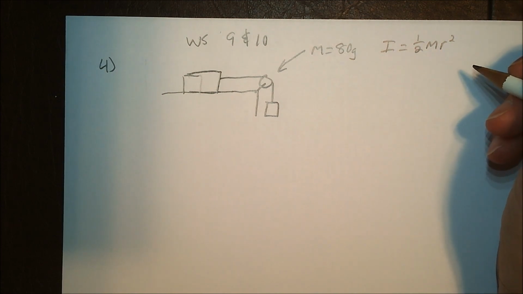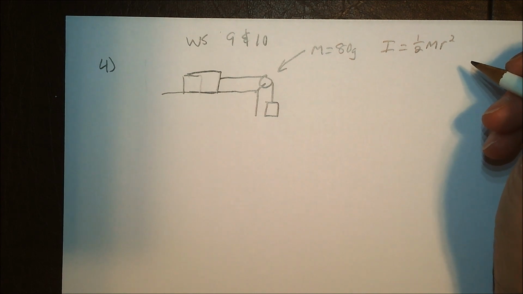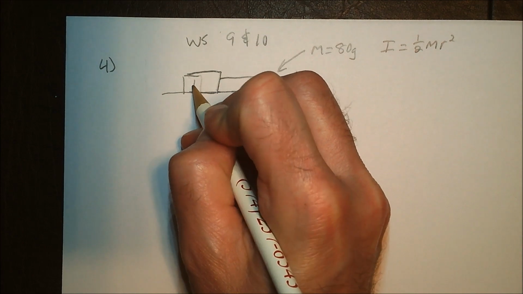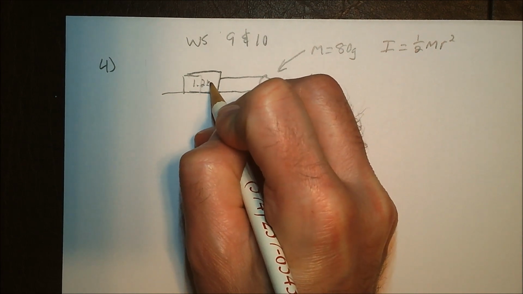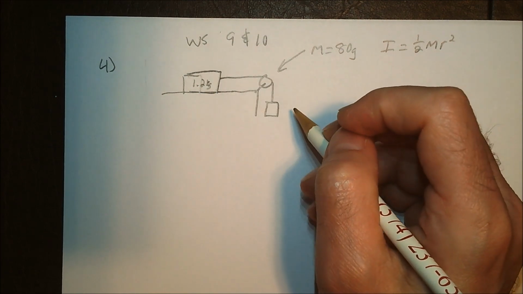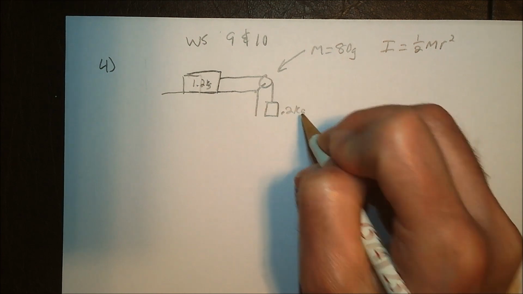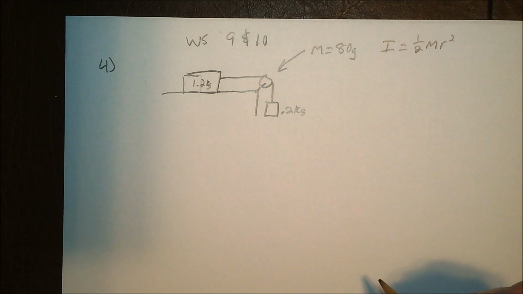And what I want to do is figure out what the acceleration of this system is. So this is 1.2 kilograms, and this right here is 0.2 kilograms. So this is problem number 4 from worksheet 9.